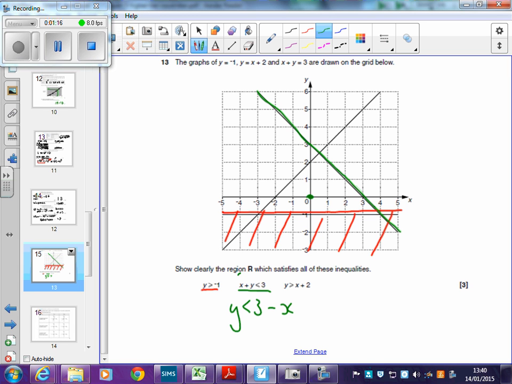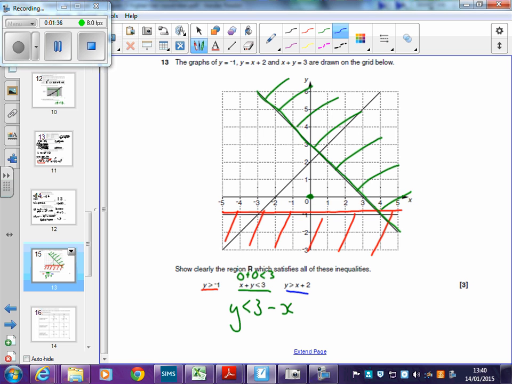If I put this into this inequality, 0 plus 0 is less than 3. Is that inequality true? Is 0 then 0 less than 3? Well, yeah, because 0 is less than 3. So I want the side where this dot is, so I don't want this side over here, so I shade it out like that.